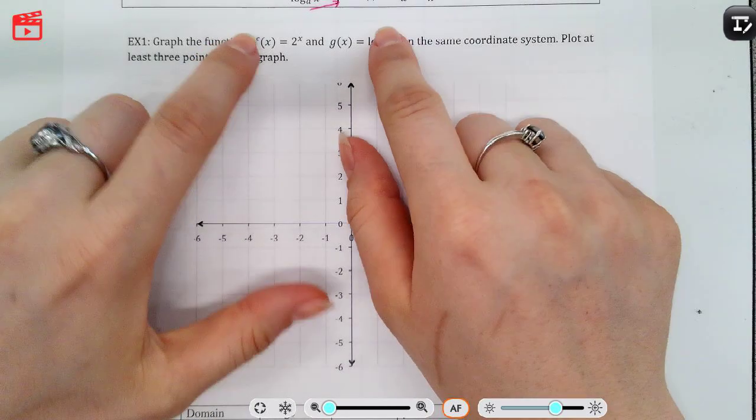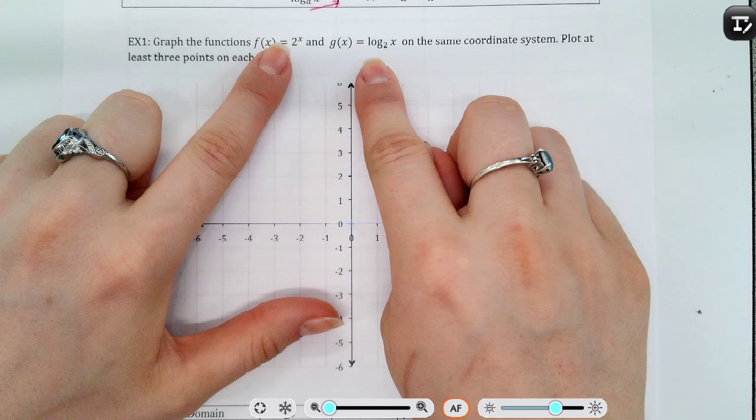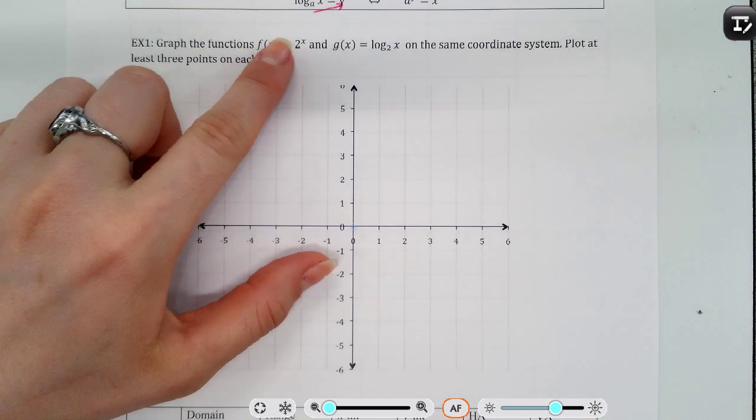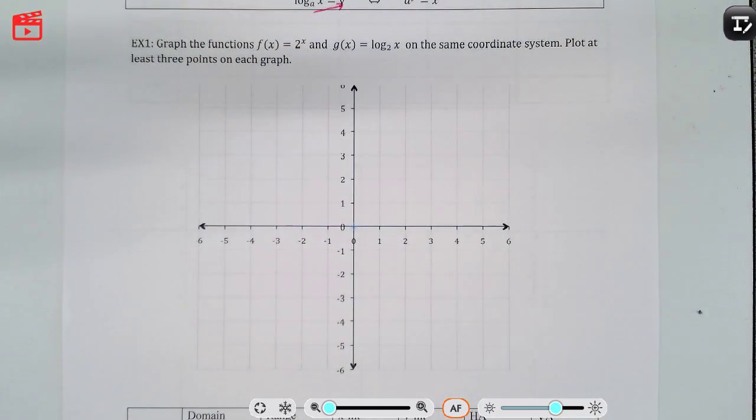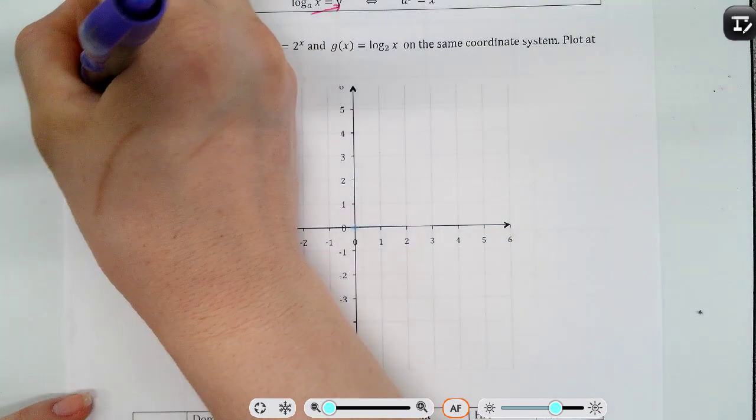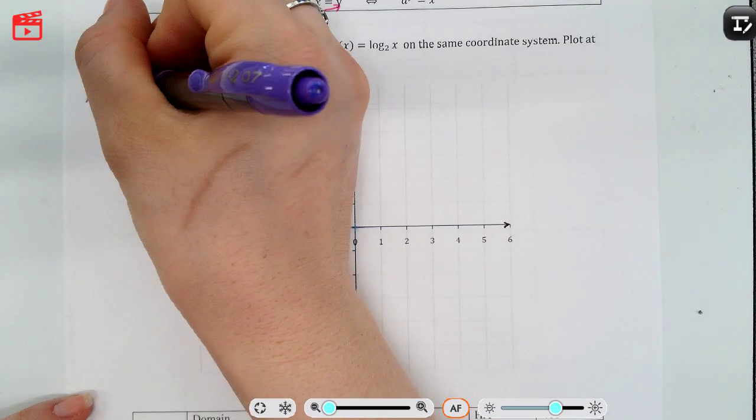Okay, so this is an exponential function and this is a logarithmic function. Exponential because we have our variable in the exponent, logarithmic because we got the word log. So we're going to graph them on the same coordinate system, and let's plot at least 3 points for each graph. I'm going to do f of x in purple.